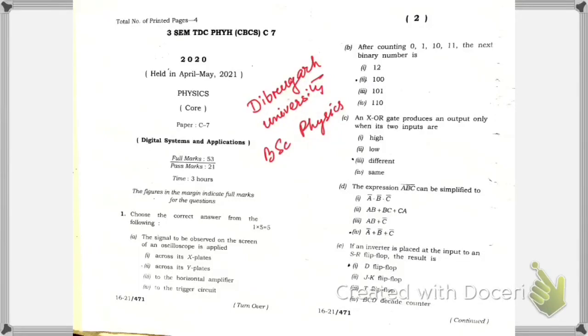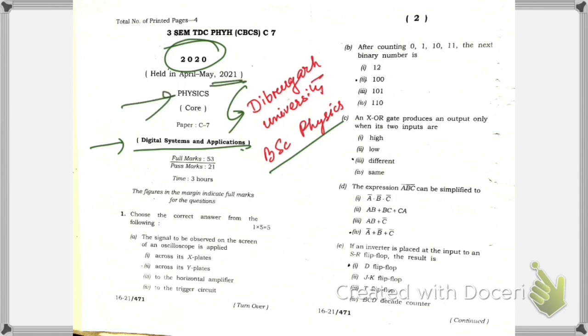Hello friends, in this video we're going to solve Dibrugarh University BSc Physics question paper Digital System and Applications of 2020. This exam was held in April-May 2021. In the first part we have already solved question number 1 to question number 4. And here we are going to start from question number 5.